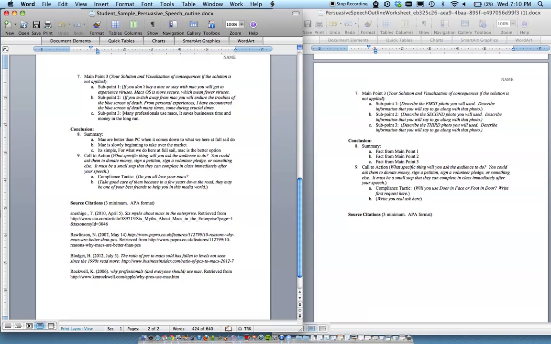Many professionals use Macs. It saves business time, money in the long run. This is a point where probably he didn't need to have this third subpoint at all, because that doesn't really go with that visualization, right?